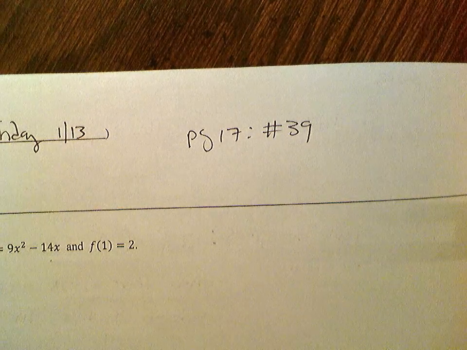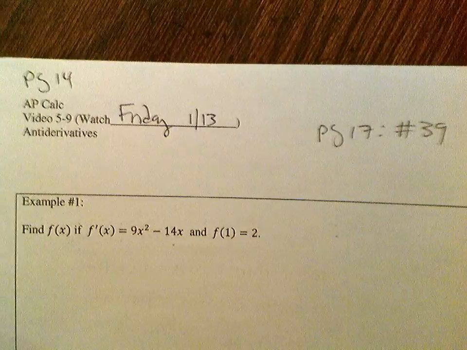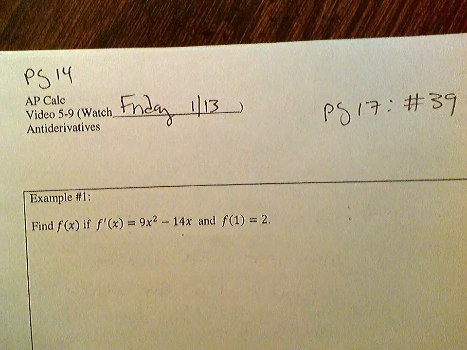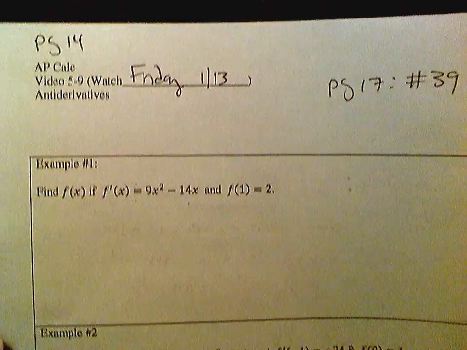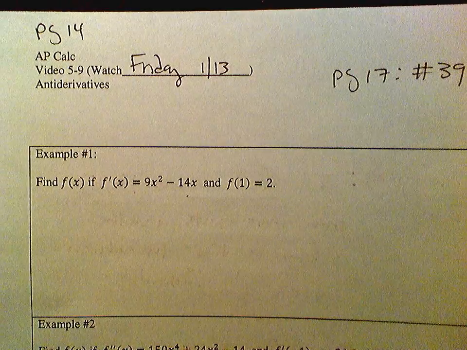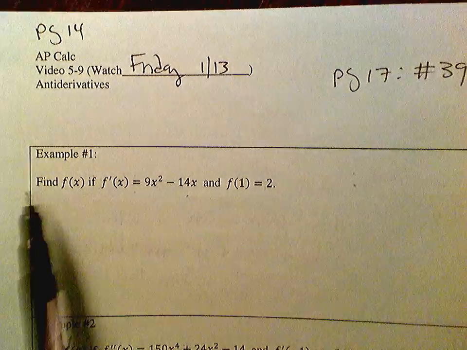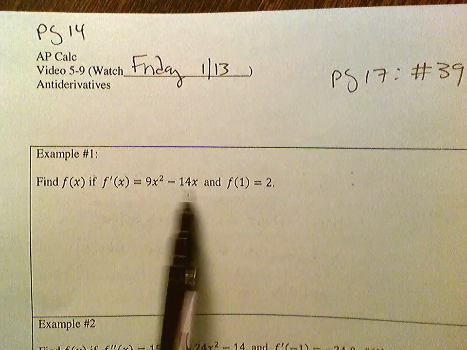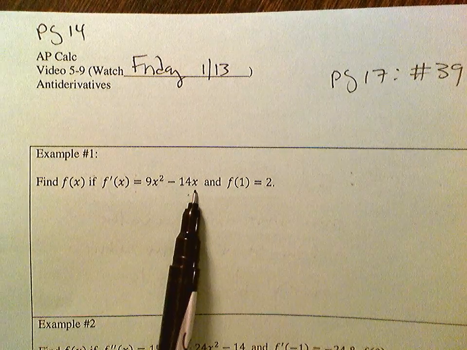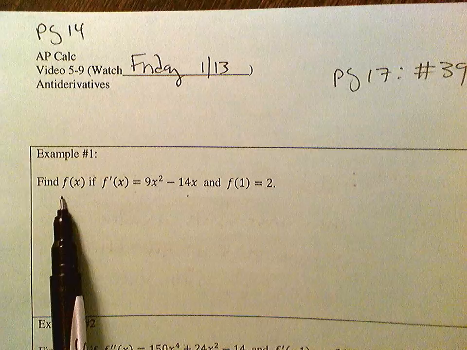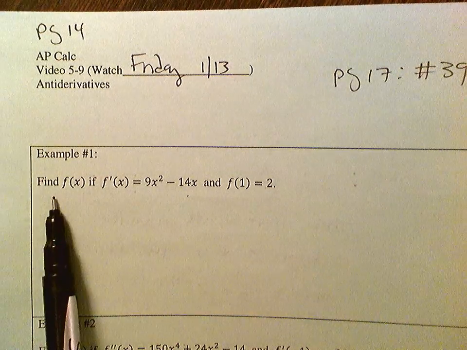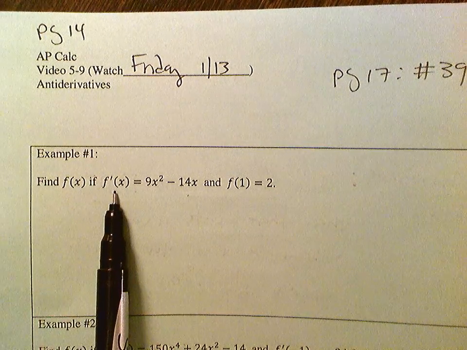I haven't done notes for this yet, so I'm going to try to do it just right out of the gate. So we're going to find f of x knowing its derivative. So find f of x if f prime of x equals that. Now, guys, usually when you're finding it, we're finding the antiderivative of that. So f of x is the antiderivative of its derivative.